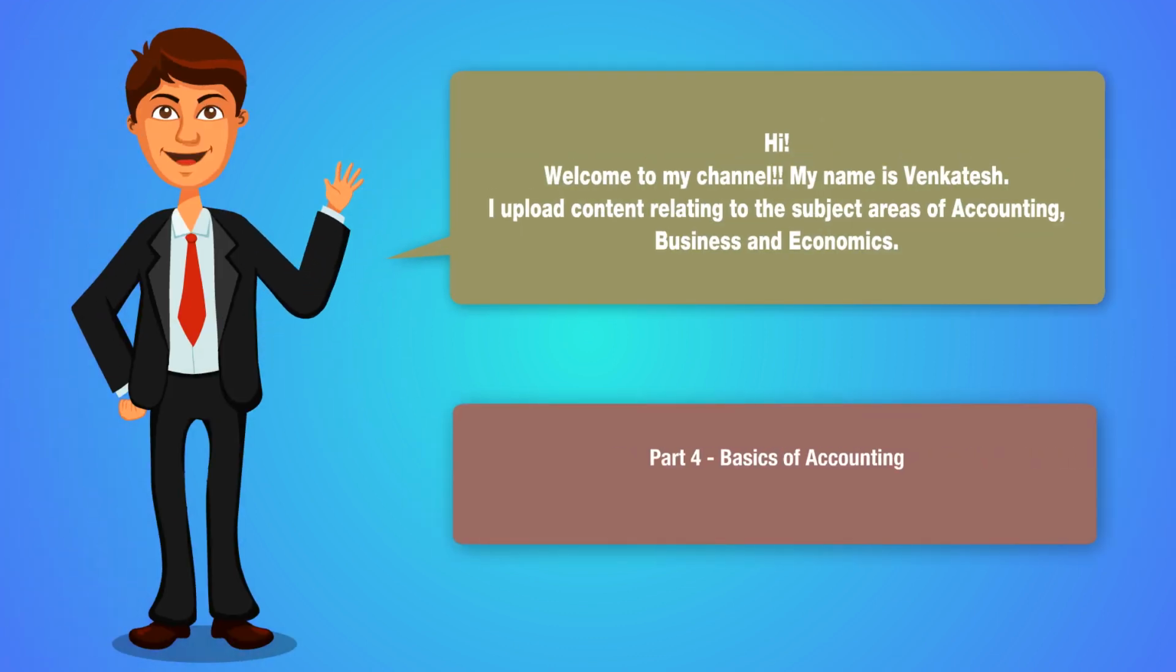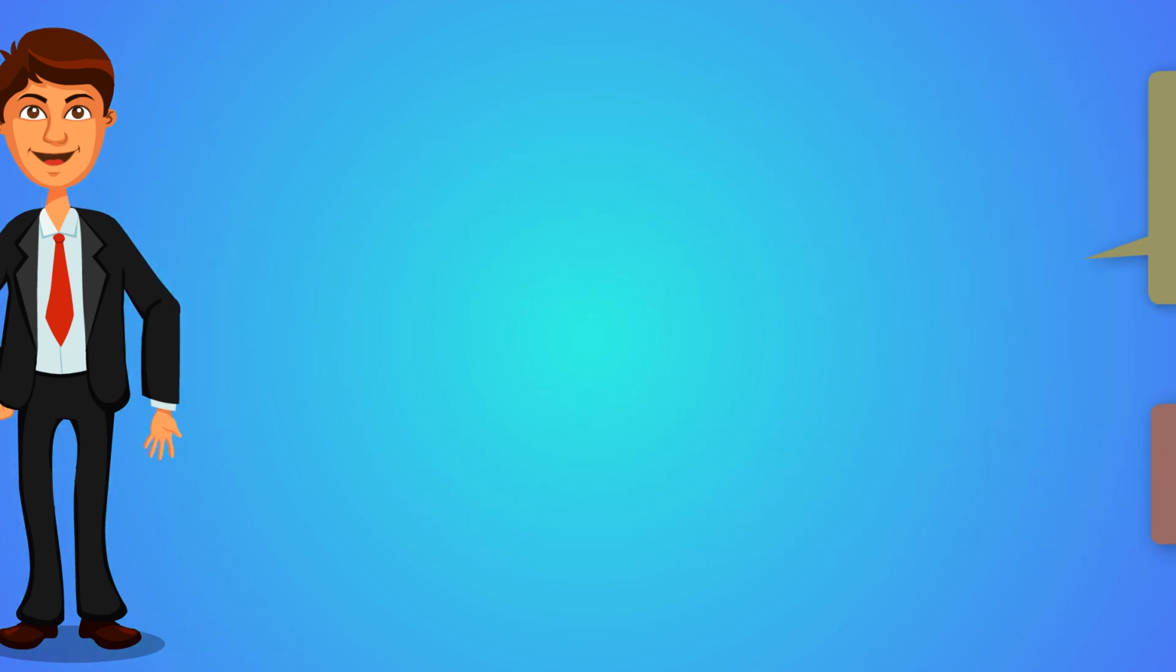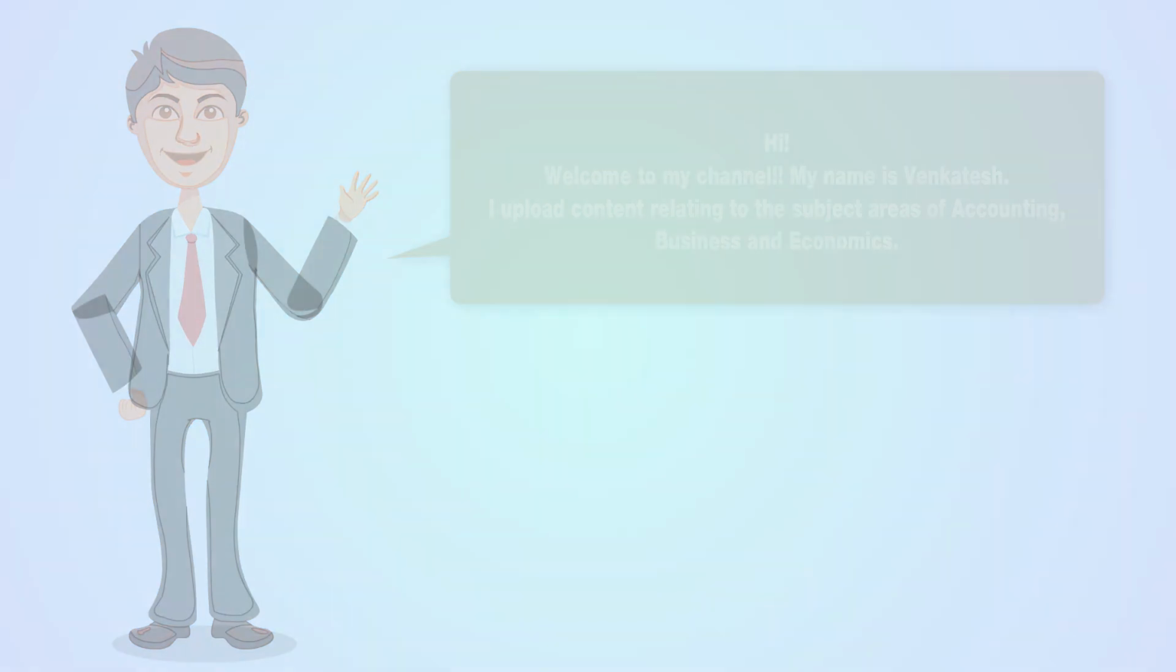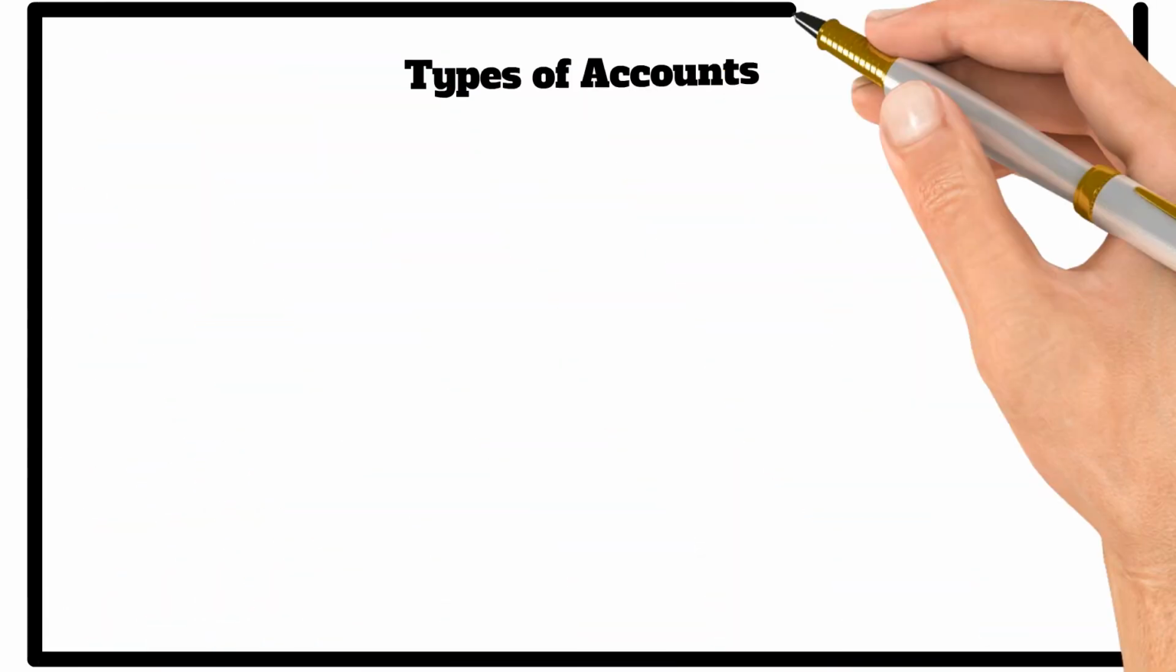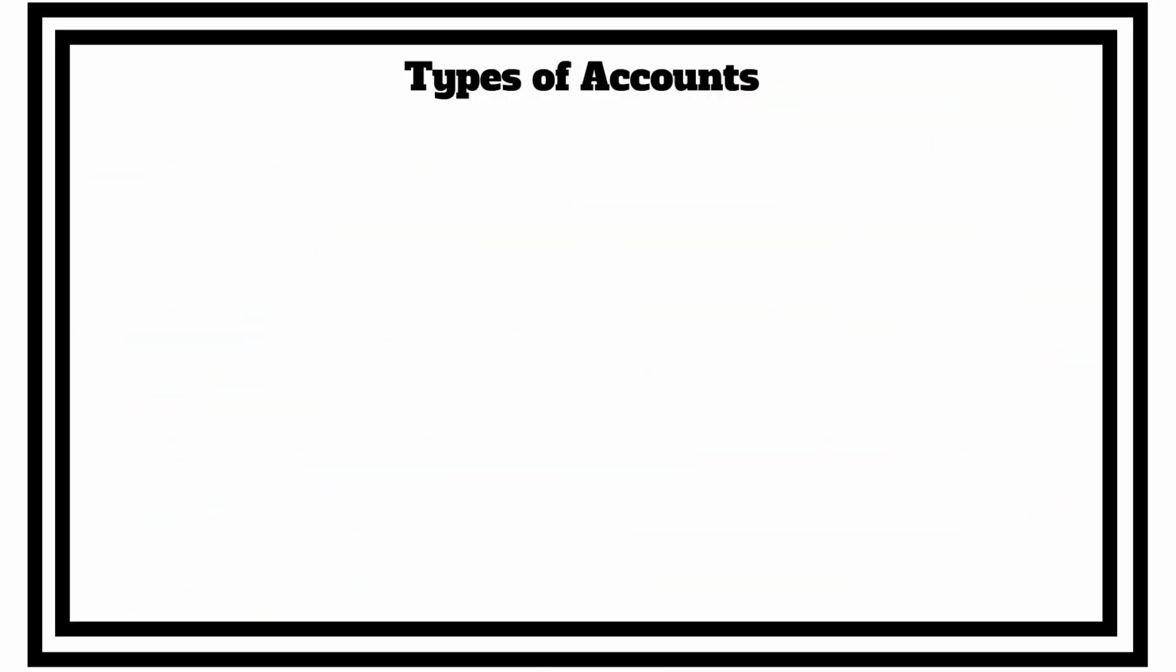In this particular video, I'm going to be covering part 4, basics of accounting. So in this video, we will be understanding the various types of accounts, starting out with real accounts, which consists of assets. So real accounts speaks about debit is what comes in and credit is what goes out, which we will be getting to see shortly.